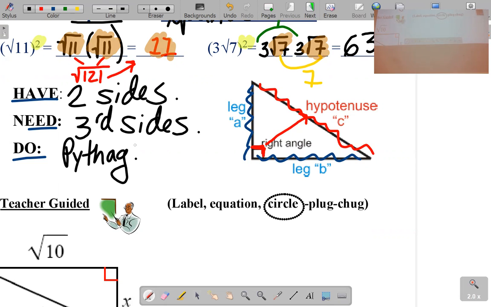You're going to do this with me, because I think this is literally a superpower. Go like this. Say, have 2 sides. Join me, folks. Don't think you have to gesture. Get back in the groove in Miss Way's class. Ready? Say, have 2 sides. Have 2 sides. Need a 3rd side. Pythag. Like you're activating a superpower.